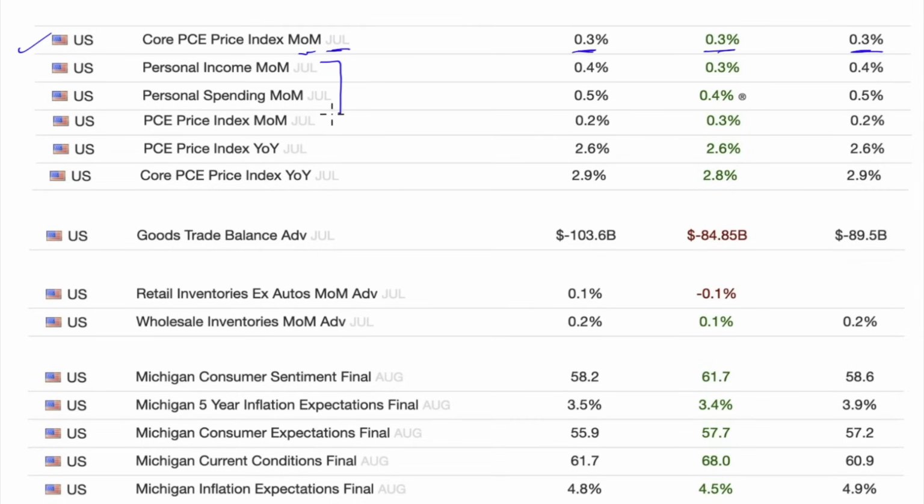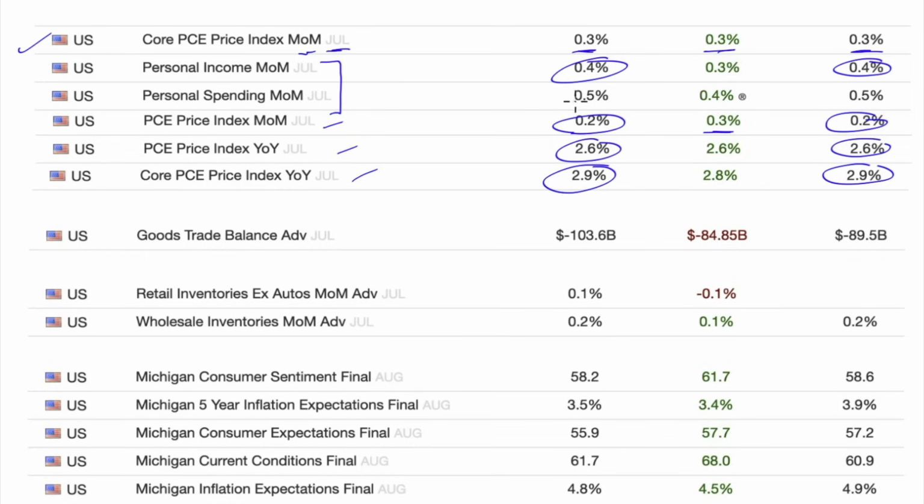Let's just skip over income and spending. This is the price index month over month. This is the core. This is the headline. Last month was 0.3. We get 0.2. Expectation 0.2. Nothing to see here. Year over year, expectation 2.6. Well, there's your 2.6. And here, core year over year, expectation 2.9. Here's your 2.9. Again, really just coming in right in line. Nothing to see here. Personal income, expectation 0.4. There's your 0.4. And for spending, expectation 0.5. There's your 0.5.